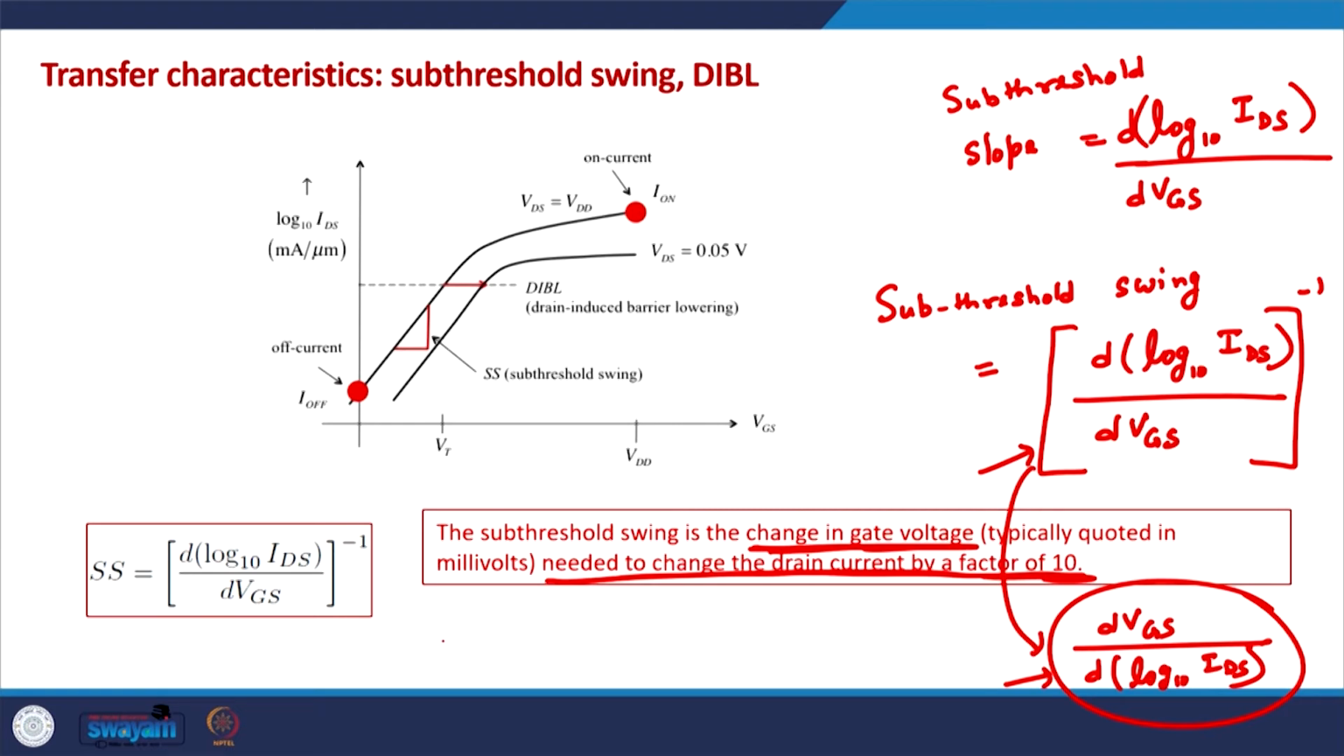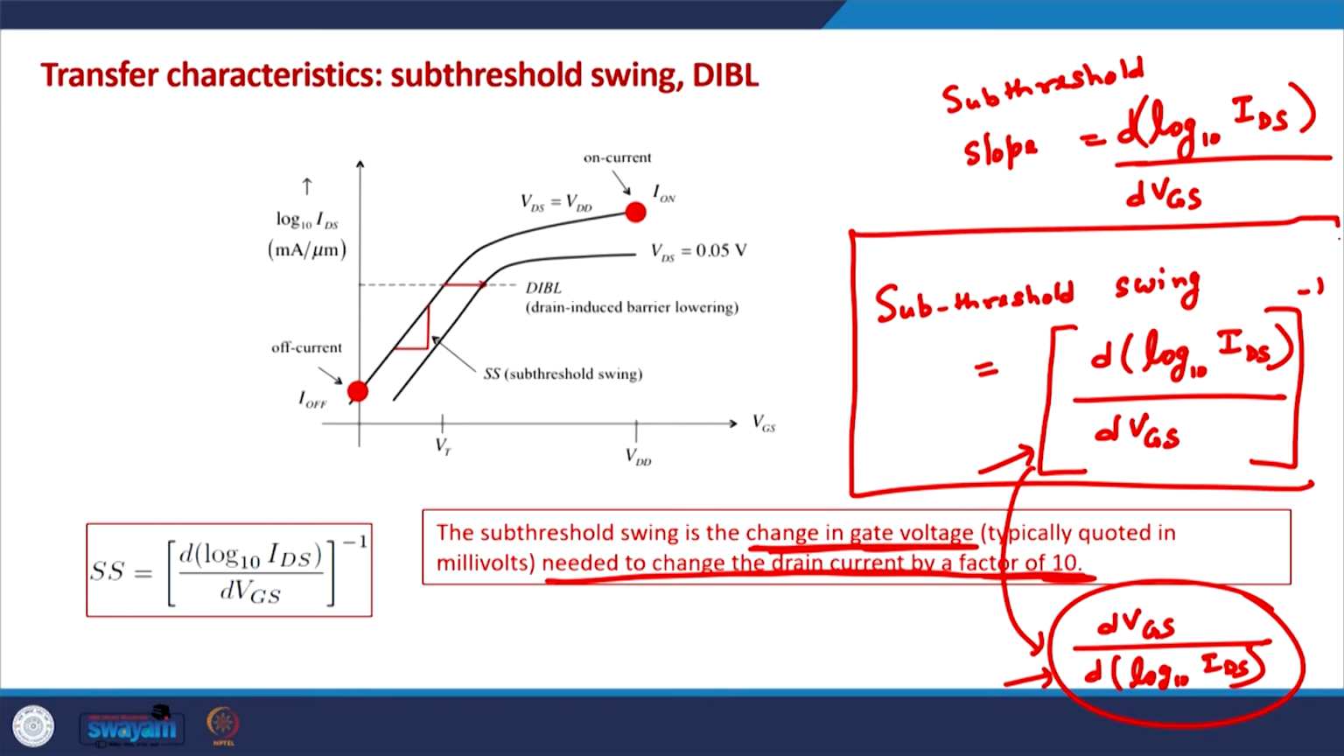That is defined as the sub-threshold swing, and this is an important parameter, especially in devices that are operating very close to the threshold voltage. In many modern day applications, especially in neuromorphic applications nowadays, the devices need to be operated very close to the threshold voltage, and in that case the sub-threshold characteristics become extremely relevant.